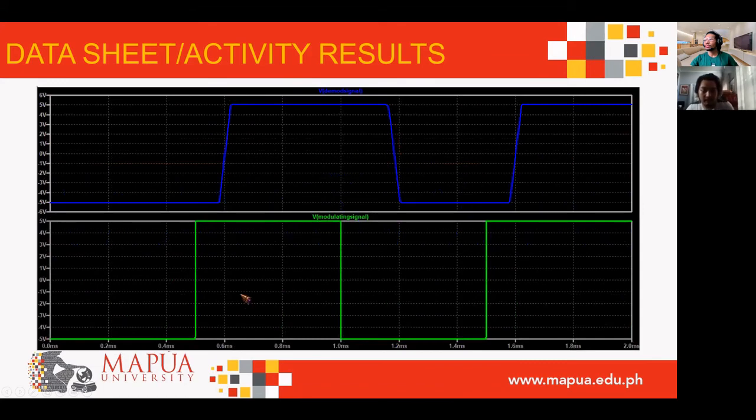So again, the green is the modulating signal in the demodulator circuit. Then the blue is the recovered original binary signal using the demodulating circuit.